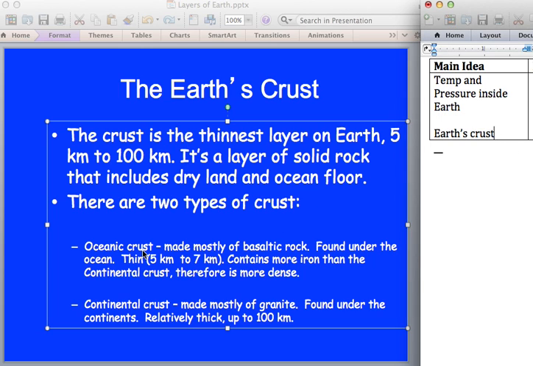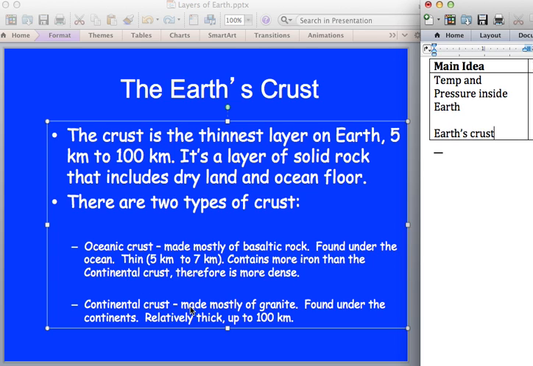We've got oceanic crust, which is made up mostly of a rock called basalt. It's under the ocean, obviously. And it's much thinner than continental crust. It's only 5 to 7 kilometers thick. All right, so from the top to the bottom of the oceanic crust is only about 5 to 7 kilometers. That's about 3 miles. All right, so it's more dense than continental crust because it's got more iron in it. That's what makes it dark in color.